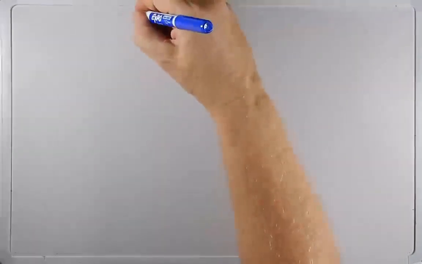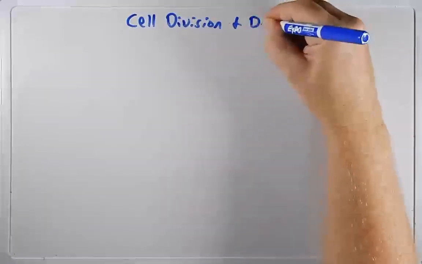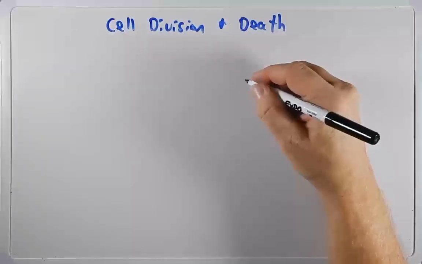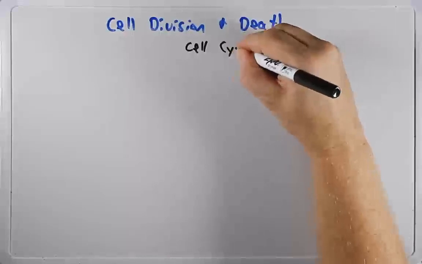In this podcast, I'm going to continue our discussion of the cell. In particular, I'm going to talk about cell division and cell death. When we think about cell division, it's important to talk about the cell cycle.